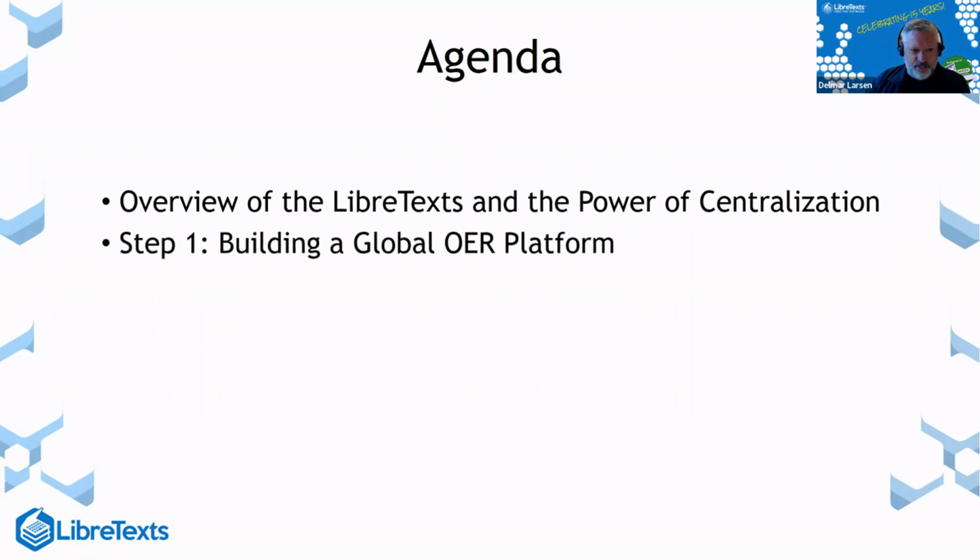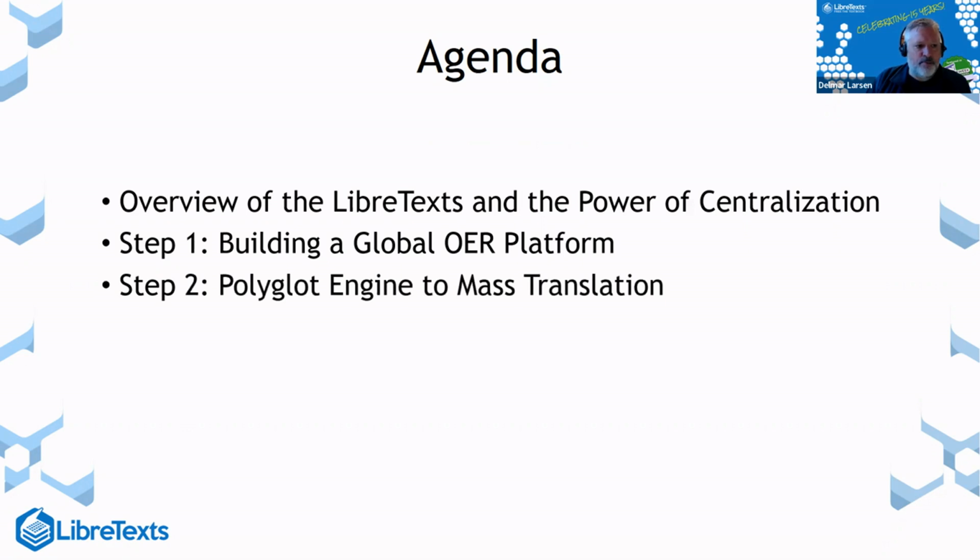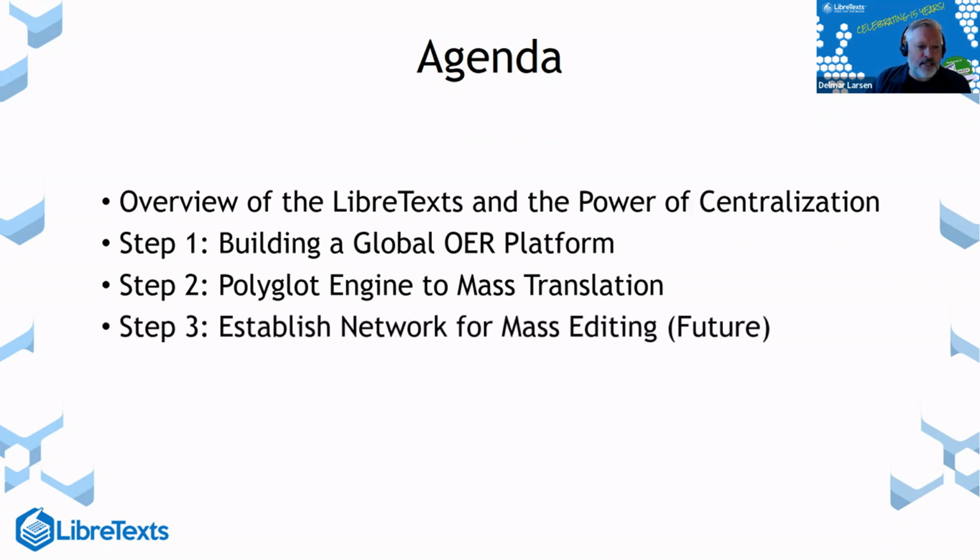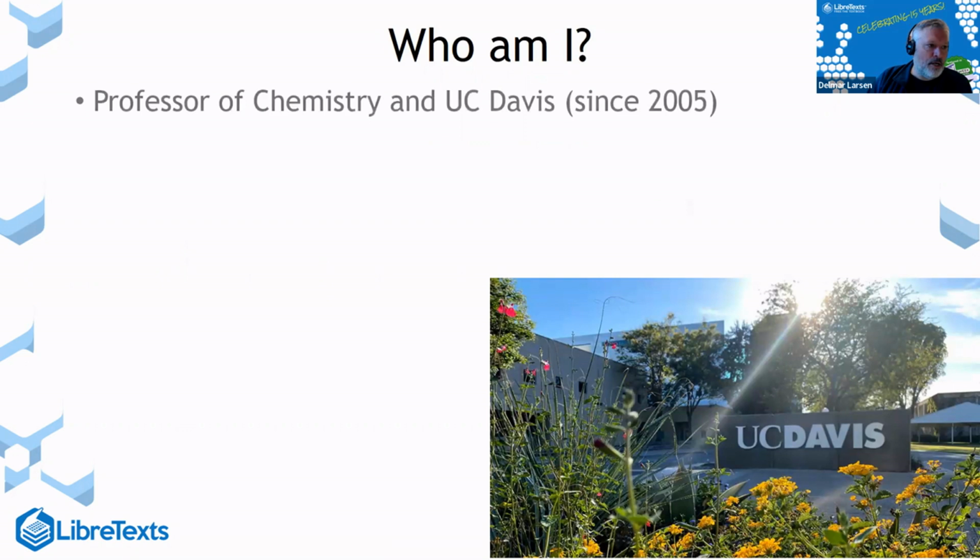Then I'm going to transition into three steps that we've been pursuing in terms of addressing this global impact. One is to build a global OER platform. The other one is to implement a polyglot engine in order to facilitate mass translation, mass machine translation to be specific. And lastly, to establish a network in order to facilitate editing of the content that's created from mass translation out there.